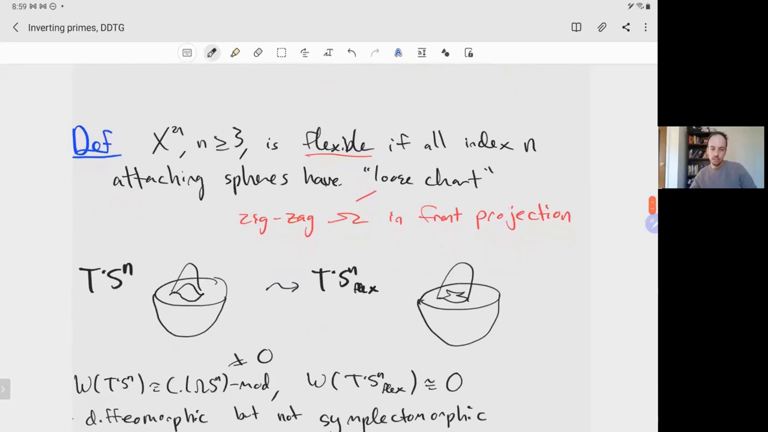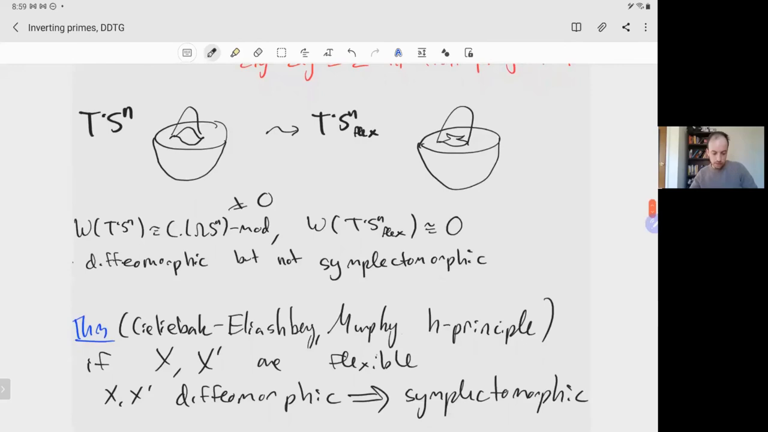Okay. And there's an h-principle for these as well, due to Cieliebak and Eliashberg building off of some work of Murphy, which says that if X and X prime are flexible, and this is an important point, this flexible condition needs n at least three, and they are diffeomorphic, then they're actually symplectomorphic. So again, the smooth topology determines the symplectic topology. When I say diffeomorphic, I really mean you need a little bit more tangential data, but it's bundle theoretic. It's not geometric. But this is the statement you should have in mind.